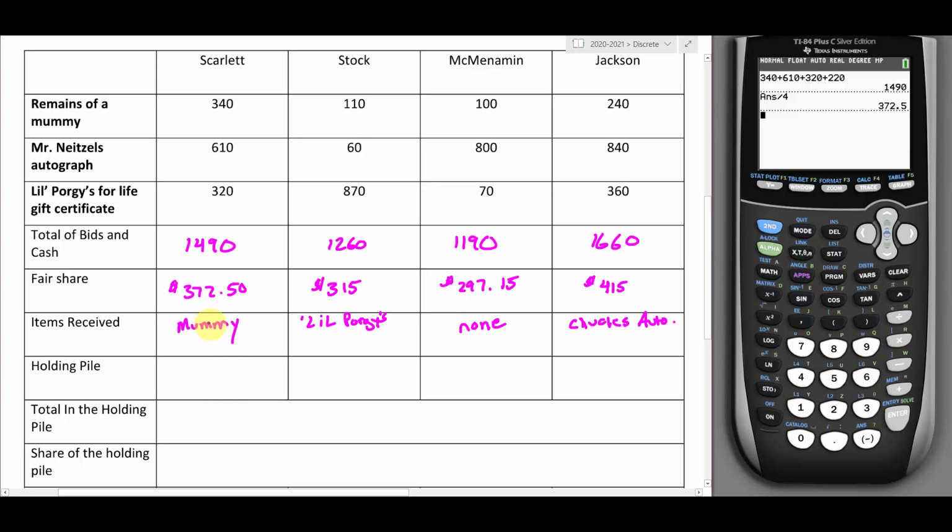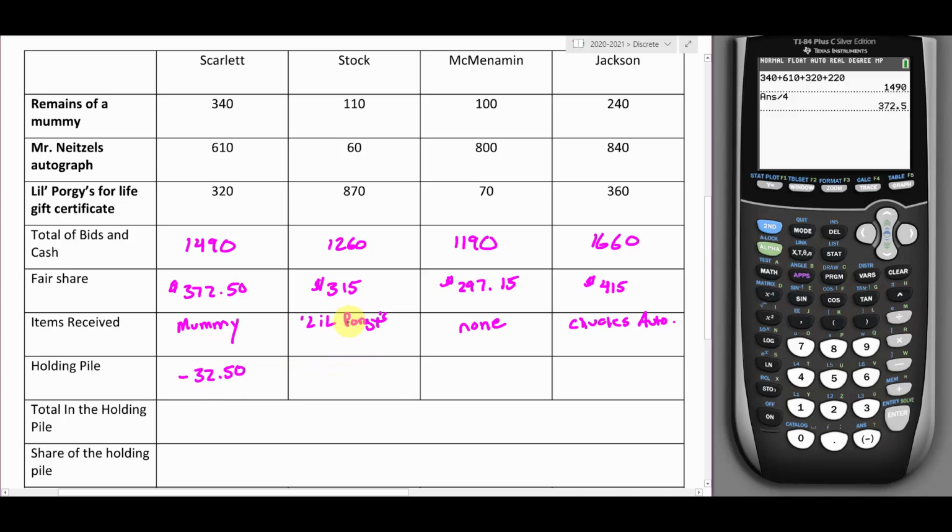All right, Scarlett got the mummy. The mummy was worth $340. That is less than his fair share. So when I subtract these two numbers, the fair share and his value of the mummy, we get $32.50. Since his item is worth less than the fair share, he's going to receive $32.50 from the holding pile, so that would be a negative $32.50. So you take the value of the item received and the fair share, you subtract and find the difference. If it's less than the fair share, you're going to put in a negative number. If it's more than the fair share, you're going to put a positive number.